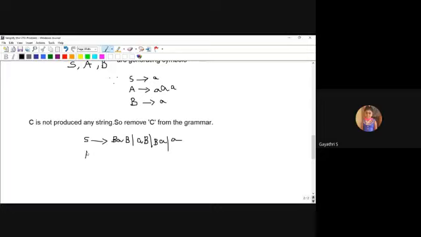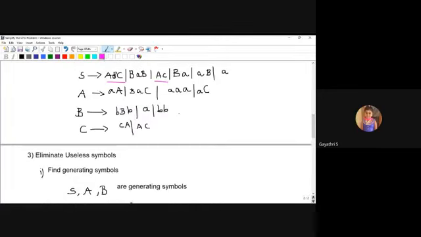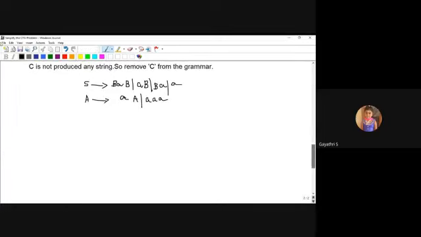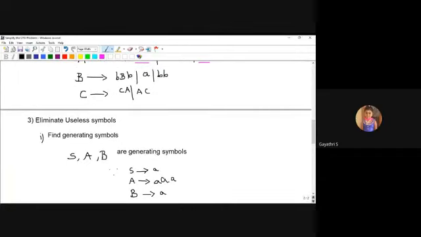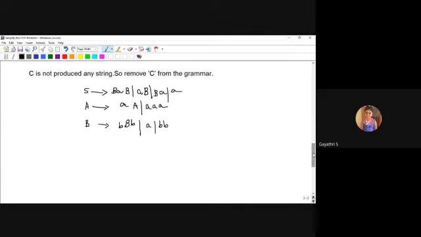Next, A. A produces AA and AAA. Here, this production which produces C, and this production which also produces C, I eliminate these two. Next, B: BB, A, then BB. So these are 3 productions. B does not produce any C. So finally, I remove C. This is the remaining productions after removing C. Next step, find reachable symbols. The second subtopic in the removal of useless symbols: find reachable symbols.